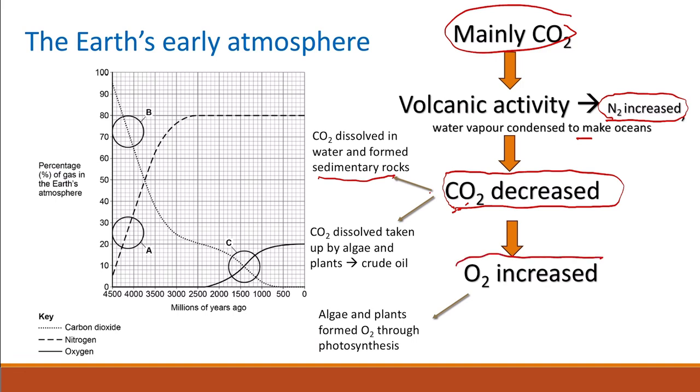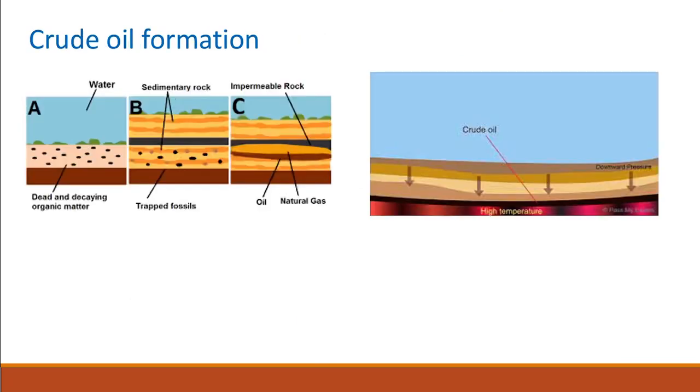Later on, the oxygen concentration started to increase, and this is because with the evolution of plants and algae, they started to take up carbon dioxide through photosynthesis and to produce oxygen. So the concentration of oxygen in air started to increase.